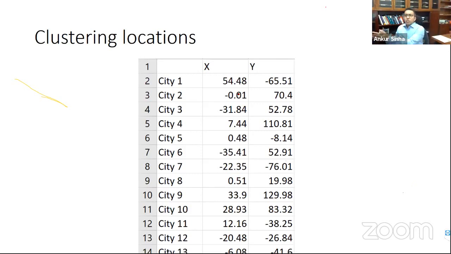If I could cluster the cities in 5 different clusters, then I can assign one vehicle to each cluster, and the vehicle can route within a cluster and serve all the customers. That is where this clustering problem comes up. This is not the only place where you can use clustering.